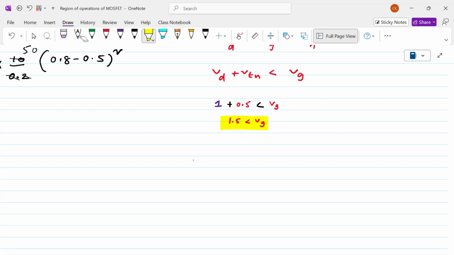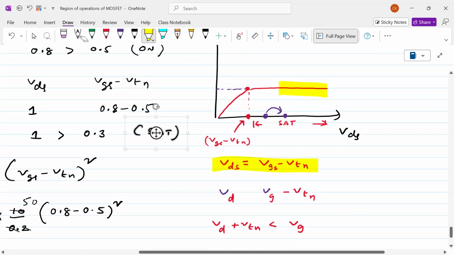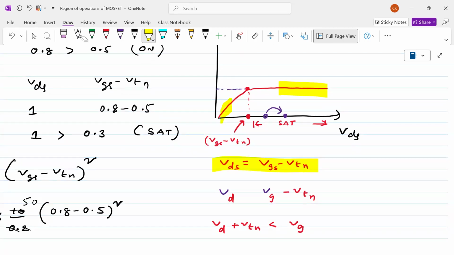If you want to make this more deeper into the saturation, what do you have to do? More deeper into the saturation means this side. More deeper into the linear means this one. What do you have to do? What is the drain potential then? Drain potential is much more than the gate potential. Okay, that's how we have to think about it.